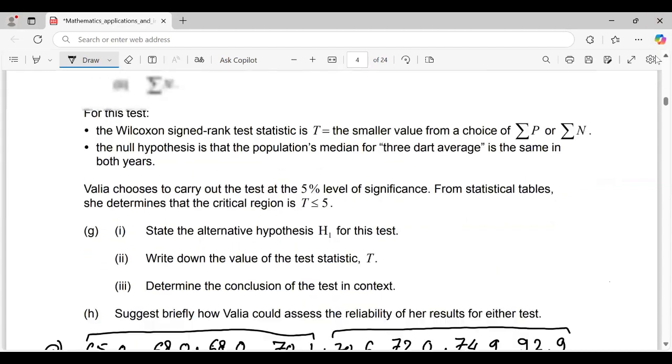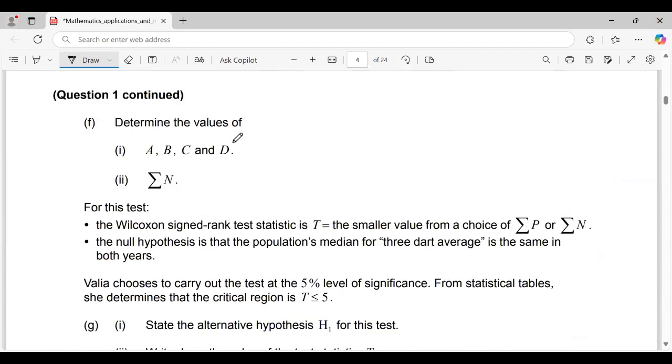And the question: determine the values of A, B, C, and D, and sigma n. For this test, the Wilcoxon signed rank test statistic is T. T is the smaller value from a choice of sigma p or sigma n. For the next series for G. Now we are going to find first T is F, A, B, C, D, and sigma n.